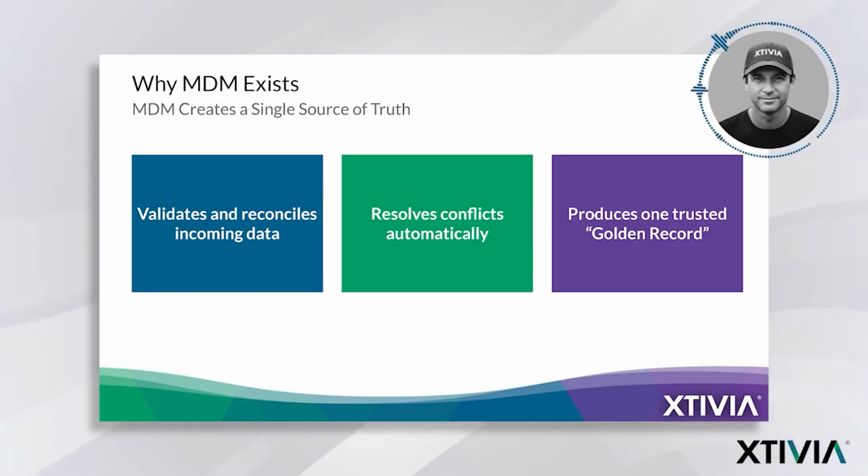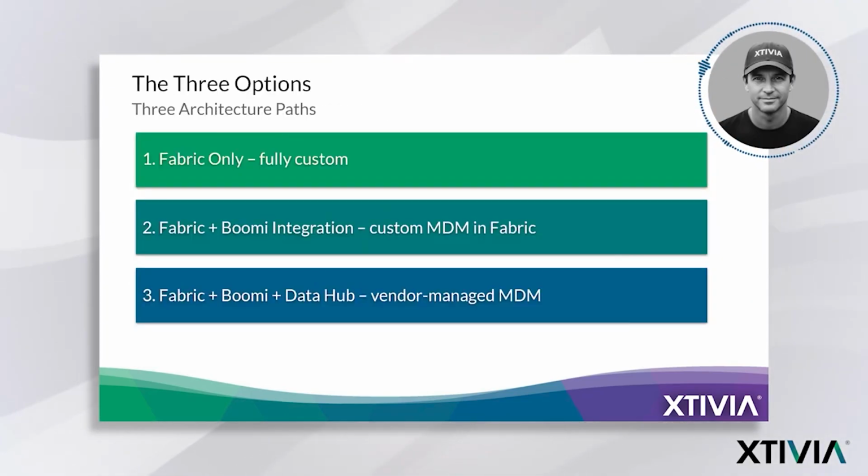Got it. Okay, the single source of truth. Now let's apply that idea to the three options we mentioned. We've got number one, Fabric only, so everything's custom built. Number two is Fabric plus Boomi for the integration part, but still custom MDM built inside Fabric. And option three, the full stack, Fabric plus Boomi integration plus the Boomi Data Hub, which is their vendor MDM tool. Yeah, and it's fascinating how that MDM piece really dictates the complexity involved.